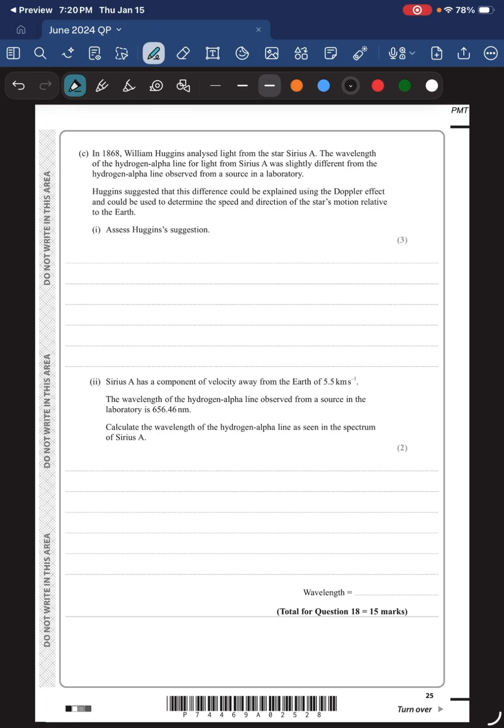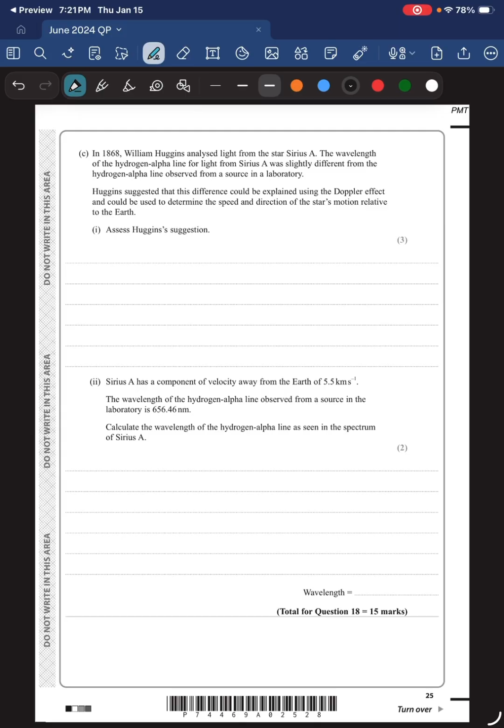Now part C. In 1868, William Huggins analyzed light from the star Sirius A. The wavelength of the hydrogen alpha line for light from Sirius A was slightly different from the hydrogen alpha line absorbed from a source in laboratory. Huggins suggested that this difference could be explained using the Doppler effect and could be used to determine the speed and direction of the star's motion relative to the Earth. And we have to assess Huggins' suggestion.